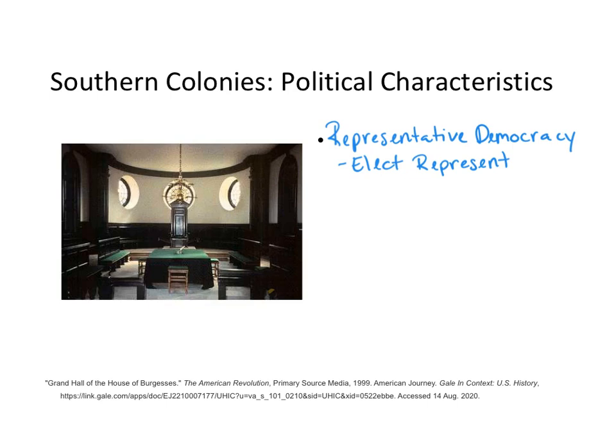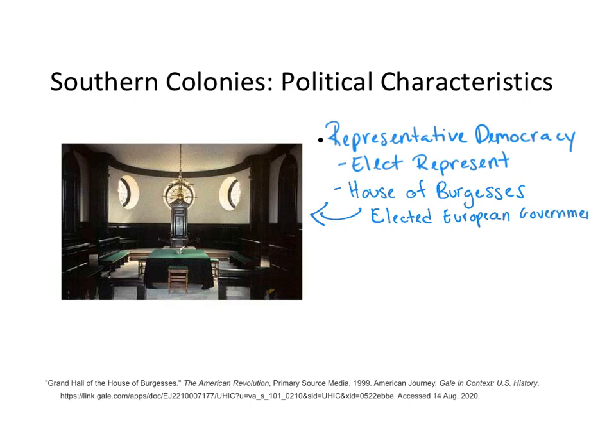The first example of this is going to be the House of Burgesses. And the House of Burgesses is actually represented in this picture right here to your left. This is the Grand Hall of the House of Burgesses. And this was the first elected European government in North America.